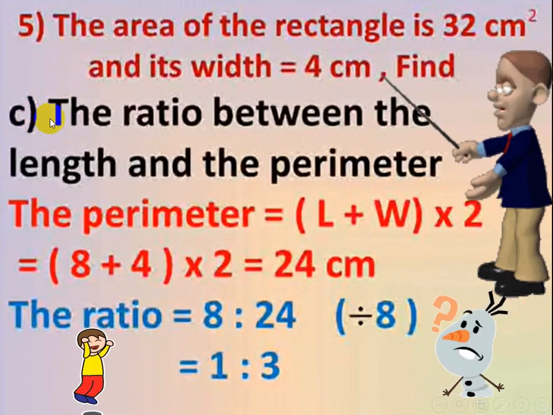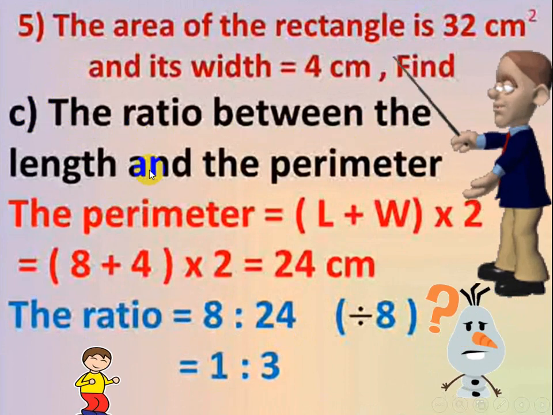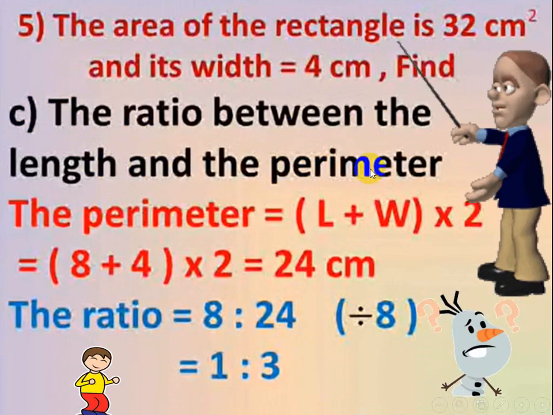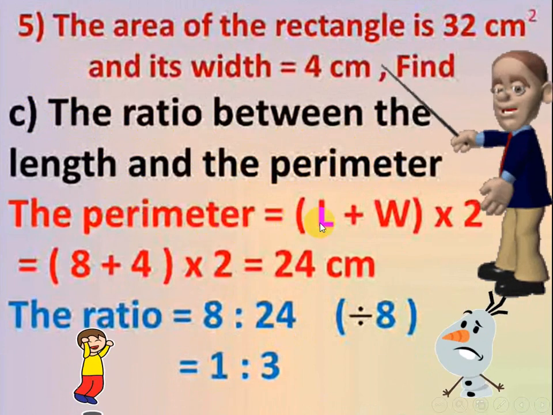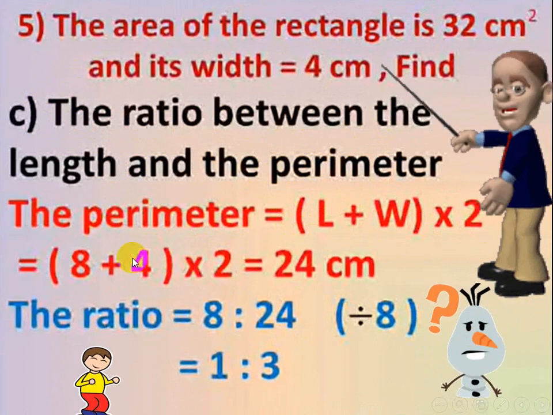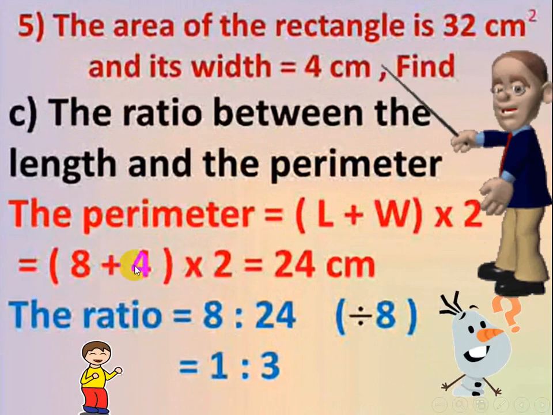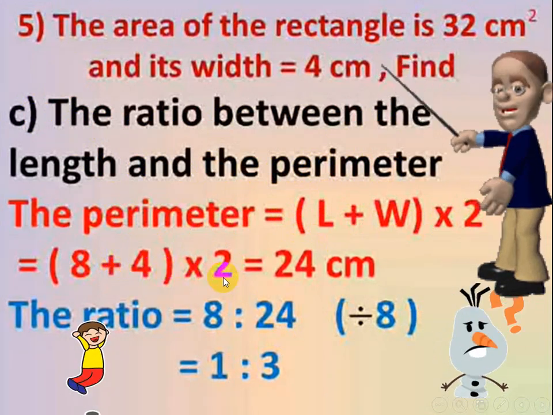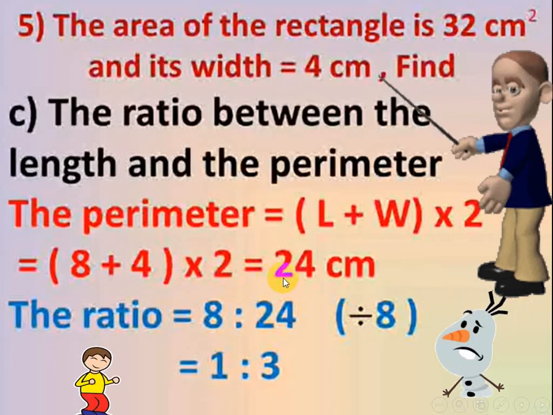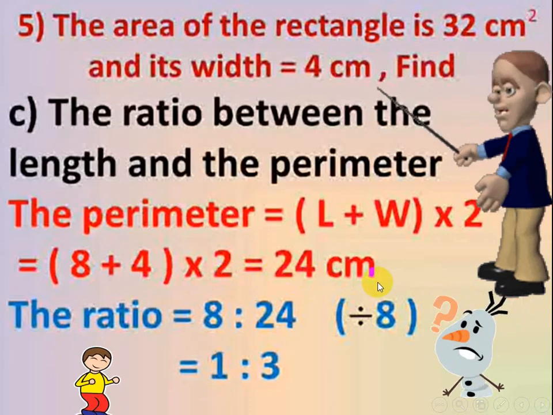Number C, the ratio between the length of the rectangle and the perimeter. The perimeter of a rectangle is length plus width, all times 2. Length is 8 plus width is 4, all times 2. It will be 24 centimeters.